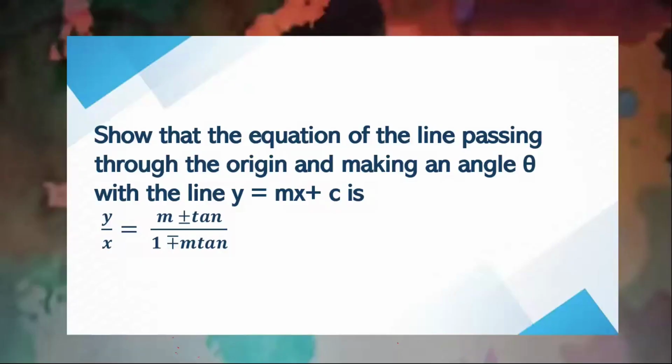The question is, show that the equation of a line passing through the origin and making an angle theta with the line y = mx + c is this. Understand the question with the help of the xy plane. It's an easy question. Just the calculation is there, nothing else.